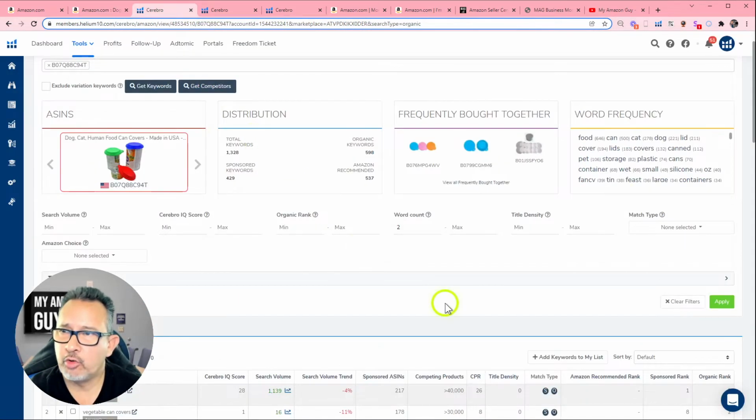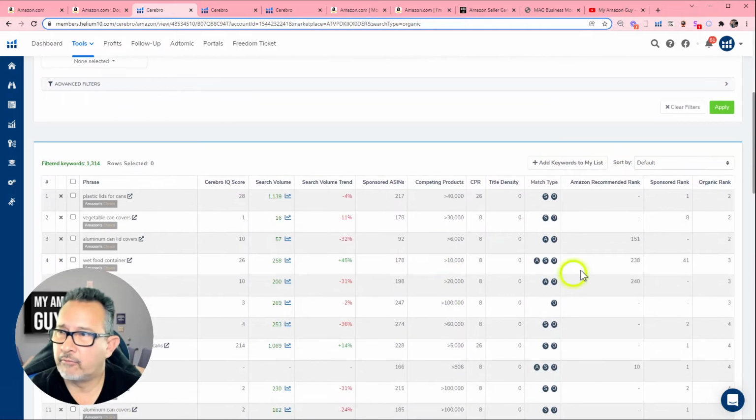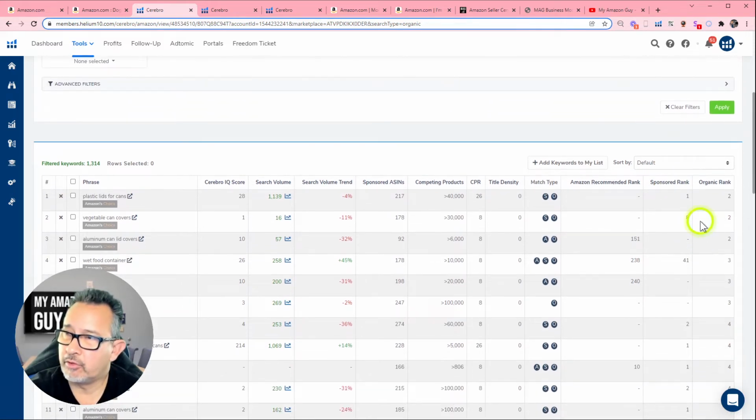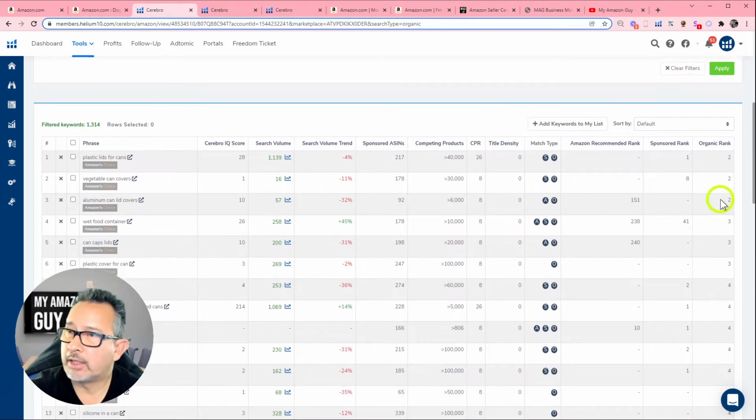So you are ranking for very few positions. In other words, currently you don't have a number one position for your product on Amazon. You're in the number two position organically for plastic lids and cans, and that has a healthy search volume of about 1,100. But look here what happens with the other positions. You're, again, that's rank number two, not in position number one. You rank number two for vegetable can covers.